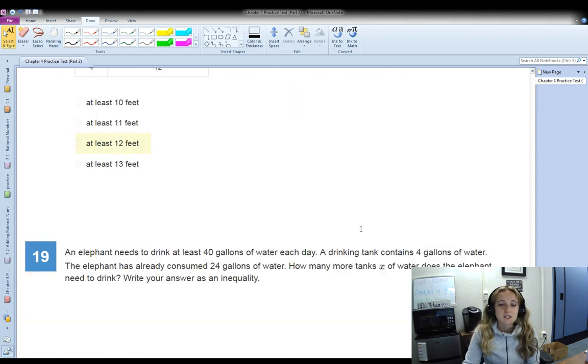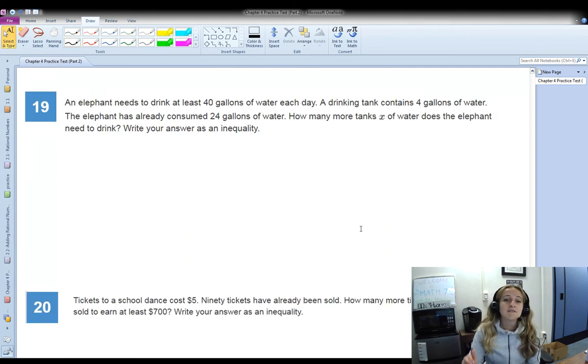All right. So number 19, an elephant needs to drink at least 40 gallons of water each day. A drinking tank contains 4 gallons of water. The elephant has already consumed 24 gallons of water. How many more tanks X of water does the elephant need to drink? Write your answer as an inequality. So I want you to form an inequality. Think carefully about it. And go ahead and do that.